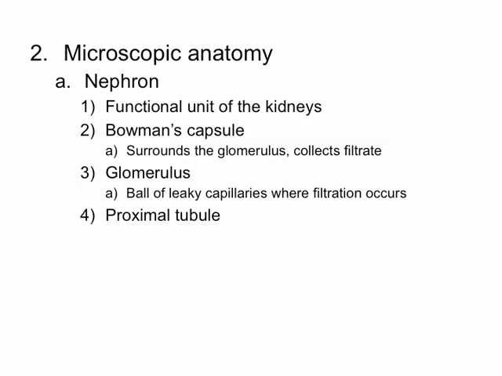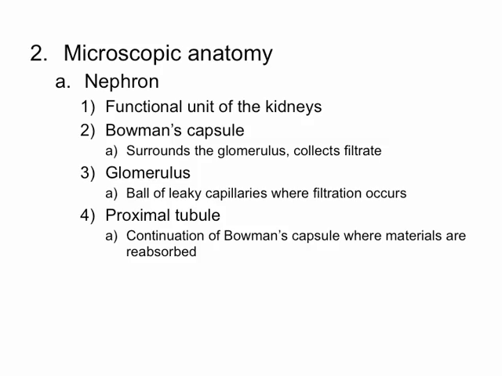Now, as you travel from Bowman's capsule into the tubule system of the nephron, we get into something called the proximal tubule. This is a continuation of Bowman's capsule, and it's where most materials are going to be reabsorbed into the body. The proximal tubule is located within the cortical tissue, or in the cortex.